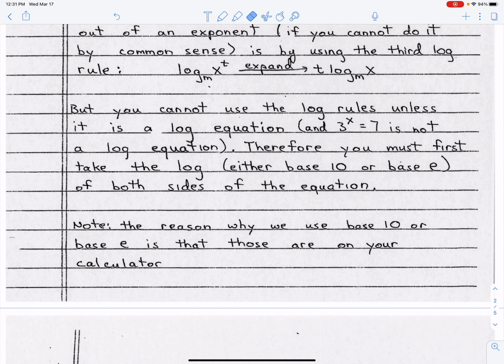First, we're going to take the log. We're not going to log it. We're not going to multiply by the word log. You can't multiply by a mathematical operation. It's kind of like saying this.